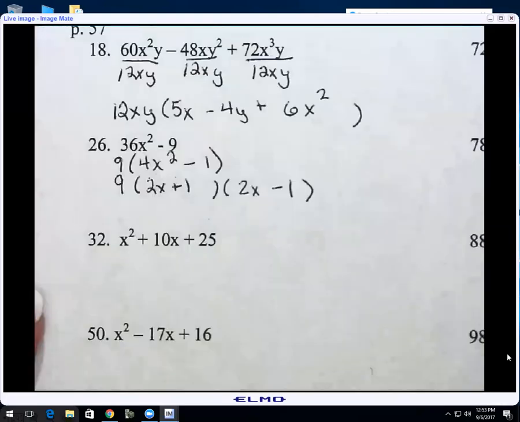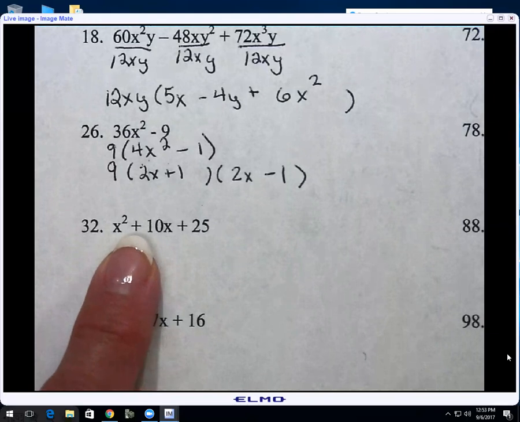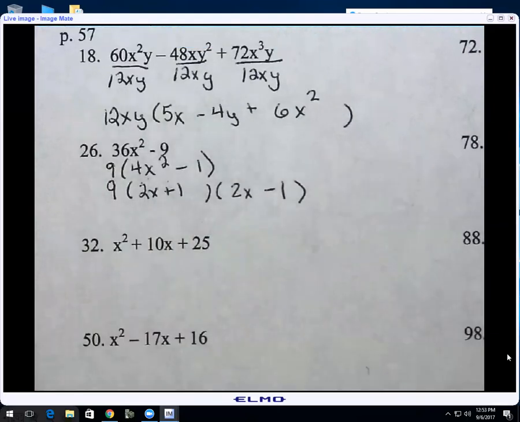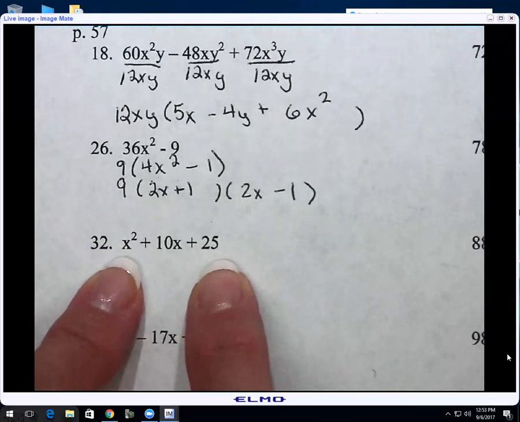So back to this side. Number 32. What's the first question I always ask myself? Is there a GCF? Nope. Second thing I ask myself is, how many terms are there? As soon as I see it's a trinomial, I think, hey, is it a perfect square trinomial? Because those are easy. Could it be a perfect square trinomial? Quite possibly, because first and last terms are both perfect squares. Let's do that other test.